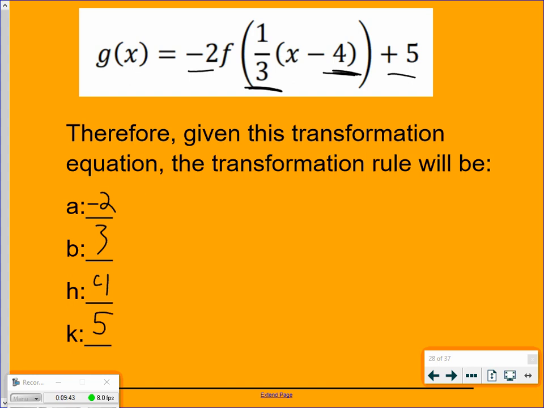Remember, everything inside the parentheses is always going to act different and more weird than you'd expect. So always keep that in mind to figure out your b and your h. All right, so that's what our a, b, h, and k is.